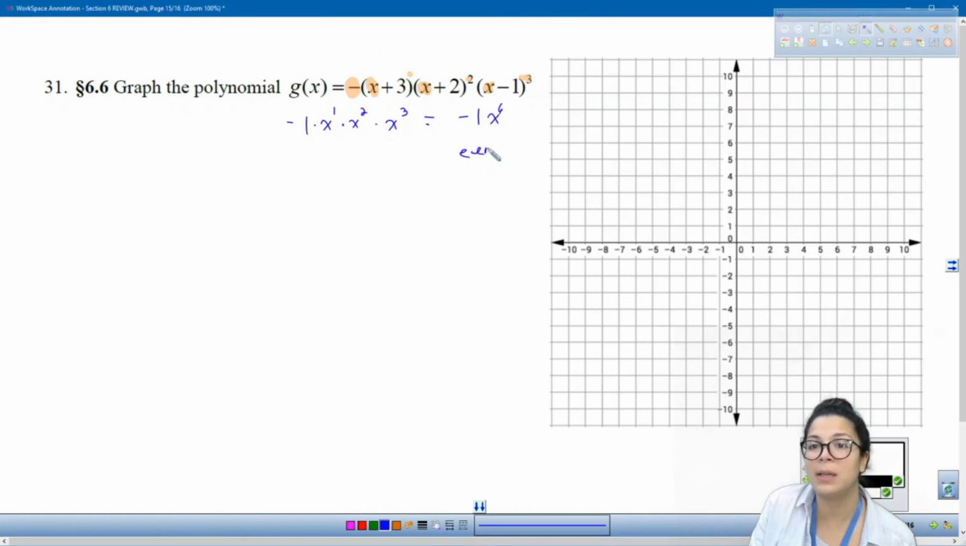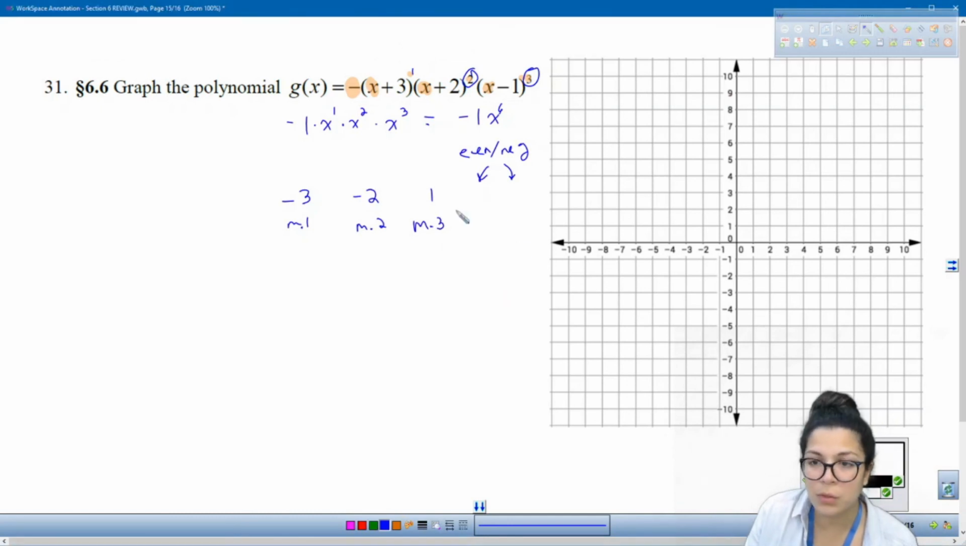So this is even and negative. So if this is even and negative, both ends are facing down. And then the zeros, no variable on negative 1. x plus 3 equal to 0 gives me negative 3, multiplicity 1. x plus 2 equals 0 gives me negative 2, multiplicity 2. And then x minus 1 equal to 0 gives me 1, multiplicity 3. So our 3 zeros are negative 3, negative 2, and 1.